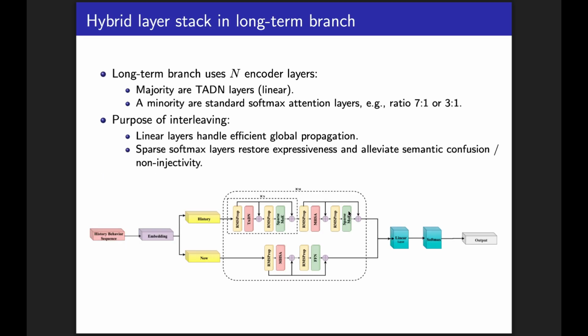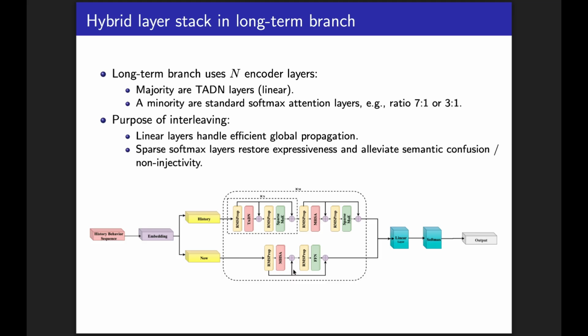Cool. So just to recap, what we have is the long-term branch, the one at the top where the novelties have been added in this paper. They are mainly TADN layers, Temporal-Aware Delta Network layers, with the gating mechanism, the recurrent state that we saw before. Just a minority is standard softmax attention layers. The ratio is 7:1, but they also did some ablation studies with other ratio values.